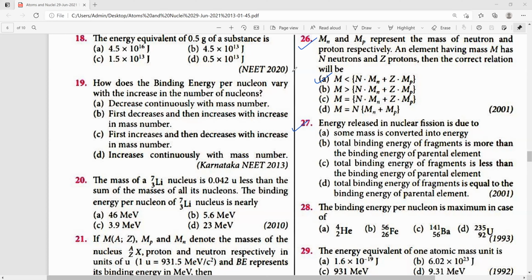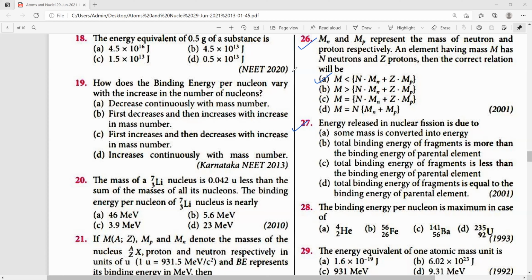The energy released in nuclear fission is due to some mass being converted into energy. Second, total binding energy of fragments is more than the binding energy of the parent element. Third one, total binding energy of fragments is less than the binding energy of the parent element. Fourth one, total binding energy of the fragments is equal to the binding energy of the parent element. So just observe all the four options. The right answer is B.